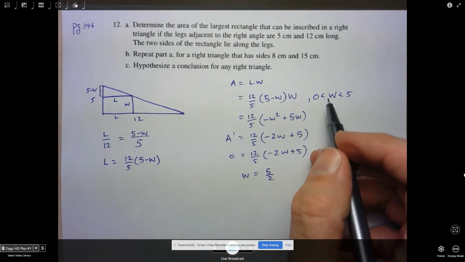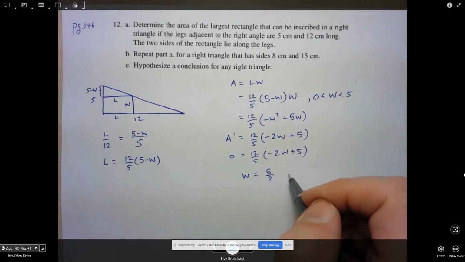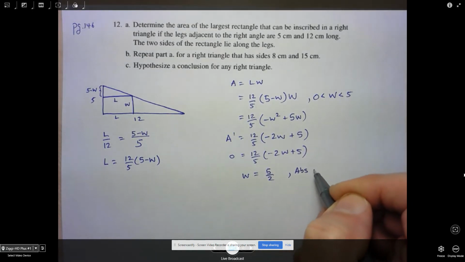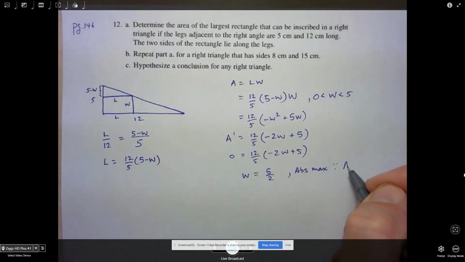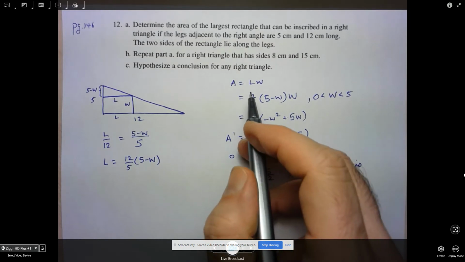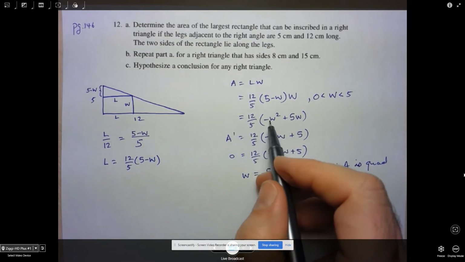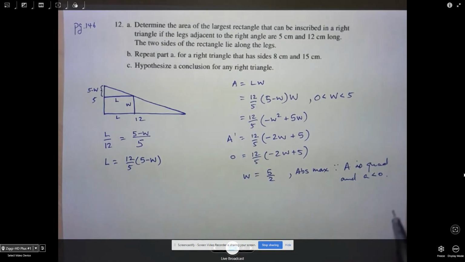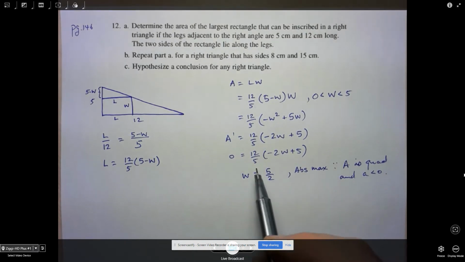Okay, and since it's a quadratic, I know that this has to be the absolute maximum. So here I'll say it's an absolute max, since the formula for area is quadratic, and the leading coefficient is negative. Okay, that's enough to guarantee that this value within the interval has to be the absolute maximum. Okay, so now that we have that established, let's see what they're looking for.